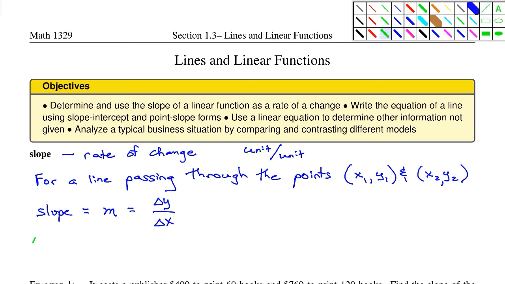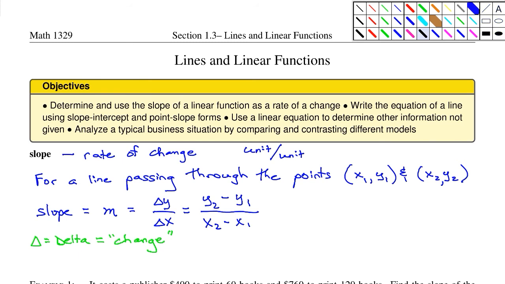And this symbol delta means change. So that literally means the change in the y's divided by the change in the x's. So you would get y2 minus y1 over x2 minus x1. Notice that the y1 and the x1 are on top of each other, and the y2 and the x2 are on top of each other. You have to maintain that order. The second minus the first, the second minus the first. Otherwise you get the wrong answer.